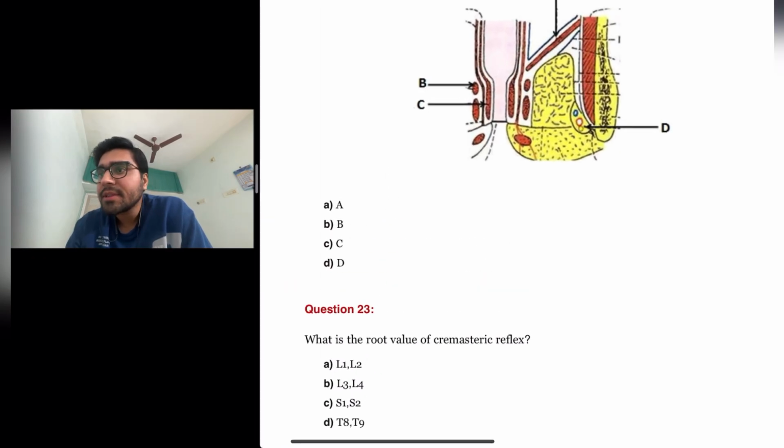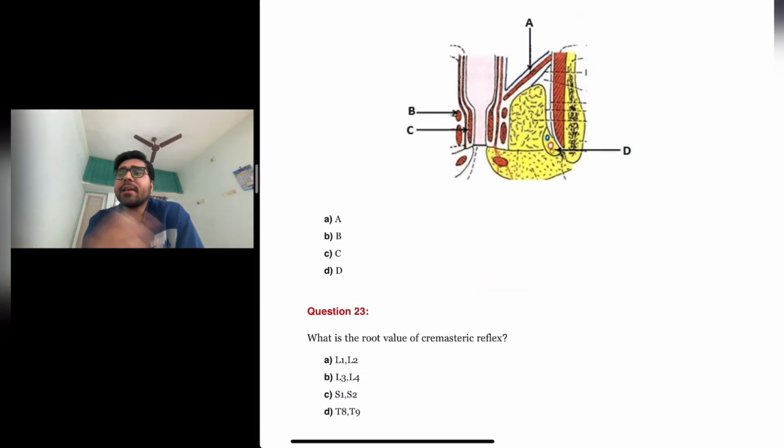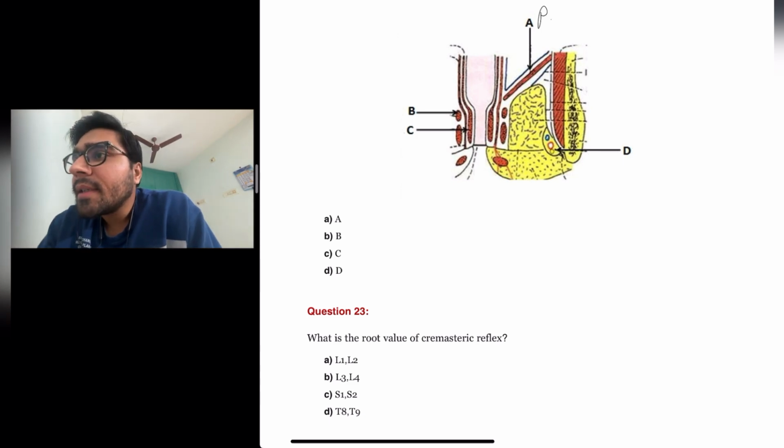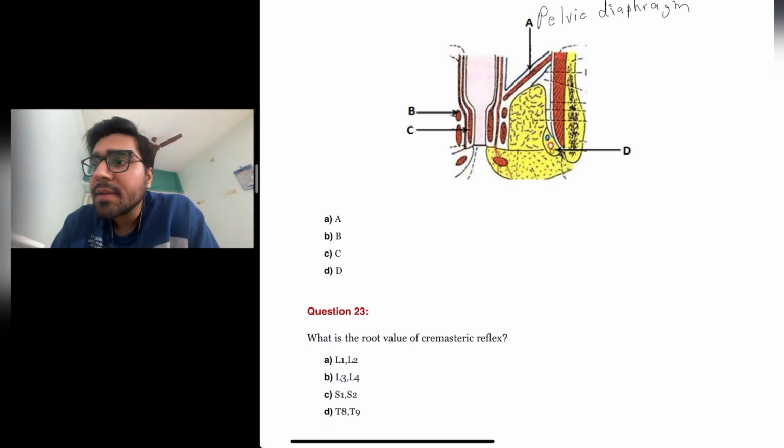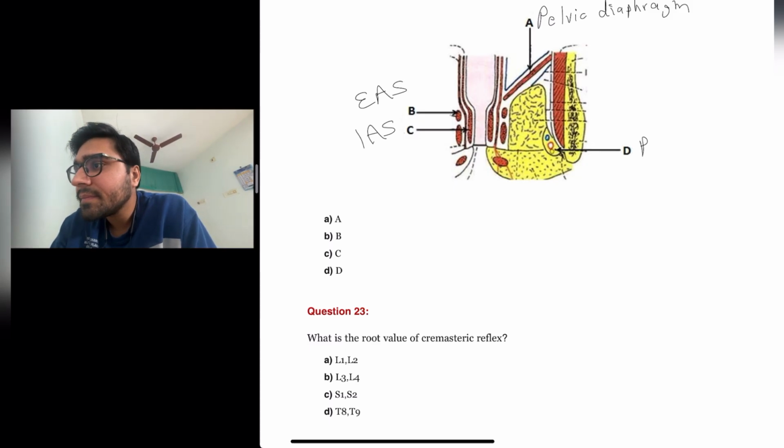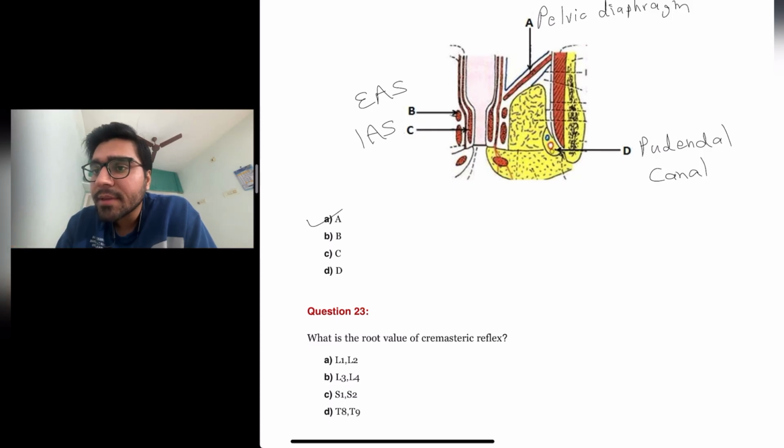The 22nd question is to identify the pelvic diaphragm from the image given below. So let us label these four structures. The A is the pelvic diaphragm. The B is the external anal sphincter. The C is the internal anal sphincter. And the D is the pudendal canal. So the answer here is A.